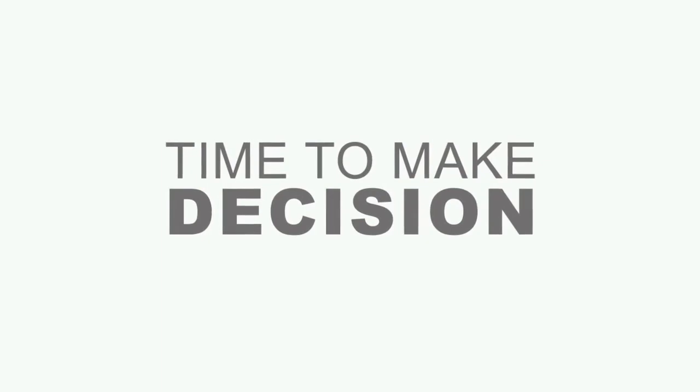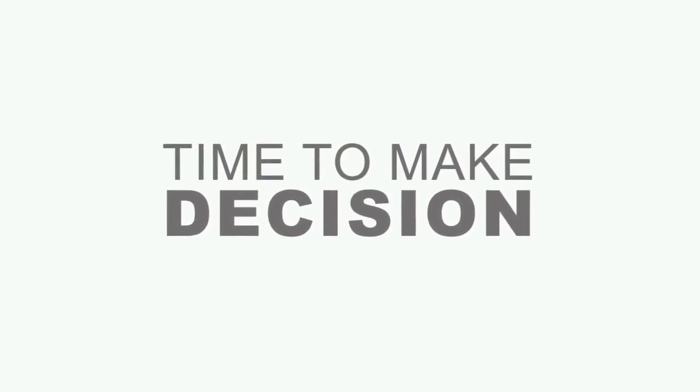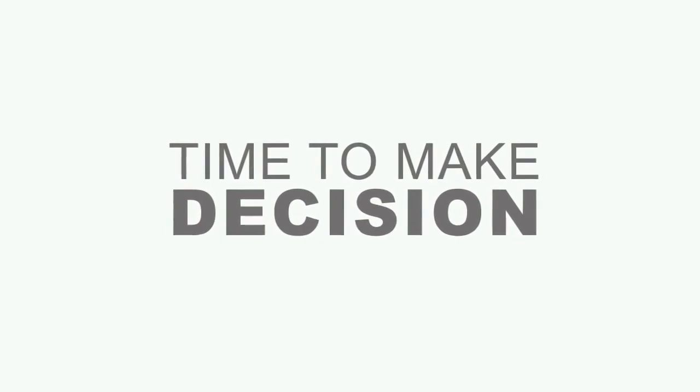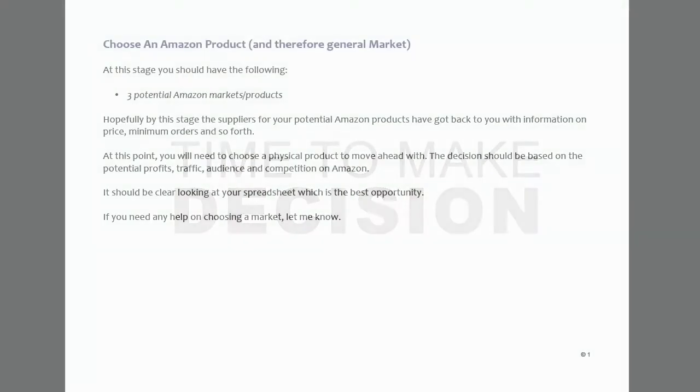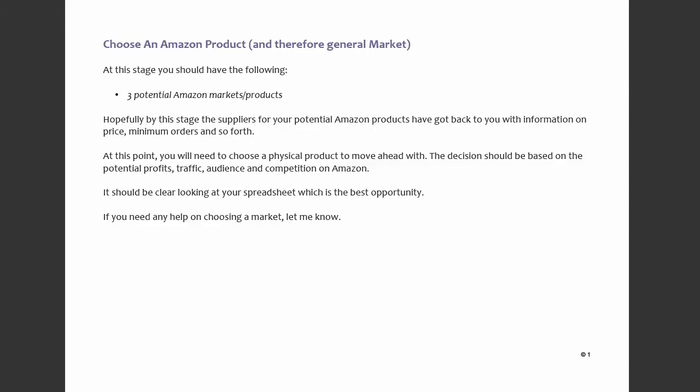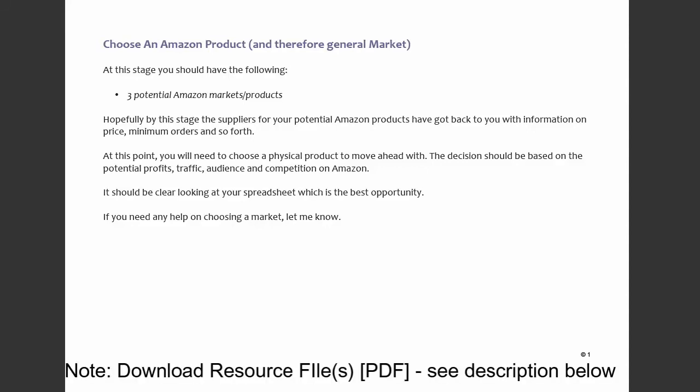Next, you will need to decide on the single Amazon product you will move forward with. At this stage, you should have 3 potential Amazon markets / products, and I'm hoping that the suppliers for each of these products that you found on Alibaba.com will have replied, and based on that information, you will know now which one you should move forward with.